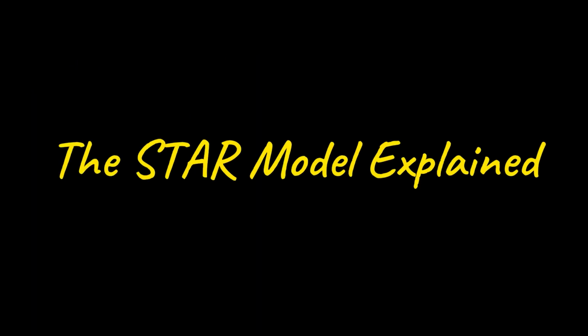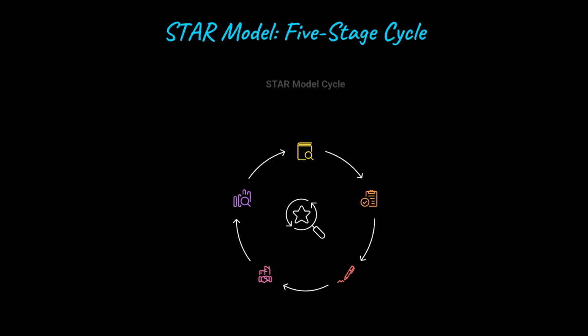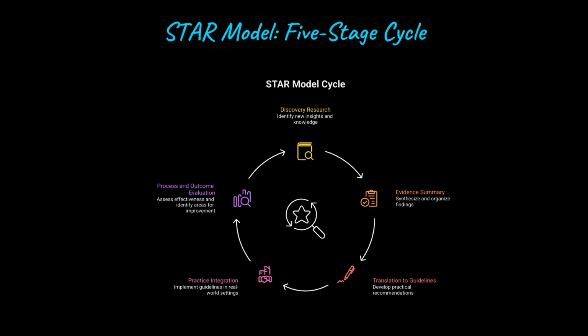The STAR model is a 5-stage cycle that describes how evidence becomes clinical care, developed by Stevens at the Academic Center for Evidence-Based Practice. It gives researchers, reviewers, guideline developers, and implementers a shared structure for their work. The 5 stages flow in sequence and loop back on themselves. Discovery research generates new knowledge. Evidence summary aggregates findings into systematic reviews.